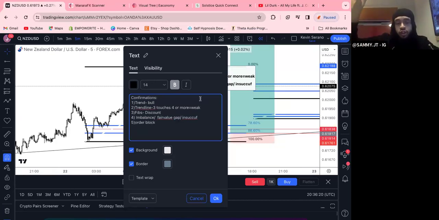Before an upwards push, you get the opposite. So if we get a push up, we get a sell before the buy. If we get a push down, we get a buy before the sell.